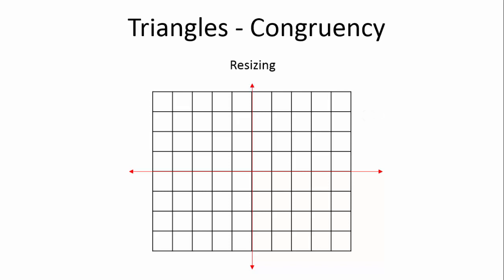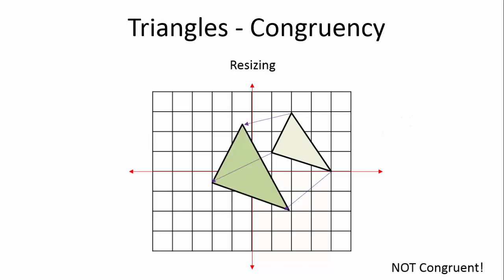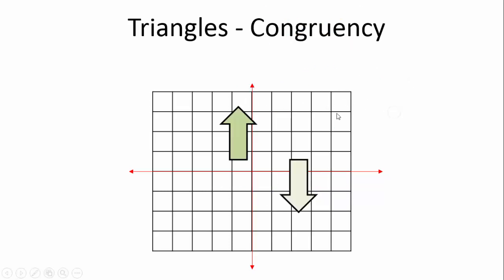We're going to have a look at resizing, right? So resizing, we have the triangle, and we made it bigger. But this is now not congruent. Congruent is only rotation, reflection, or translation. But resizing is not congruent. It is not a congruent triangle.